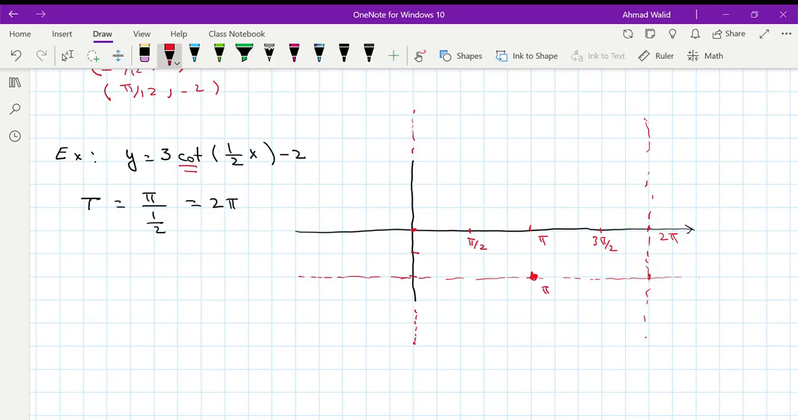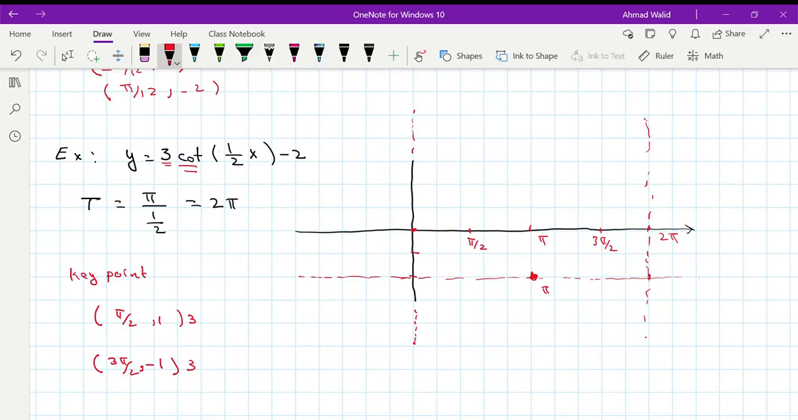For cotangent, what are the key points? I will write here key points for cotangent. It's a little bit different than tangent. The first quarter is positive 1, it means pi over 2 and 1. The second quarter is 3 pi over 2 and negative 1. Correct? Now we multiply this by a, which is 3. Of course, that gives us pi over 2 and 3.